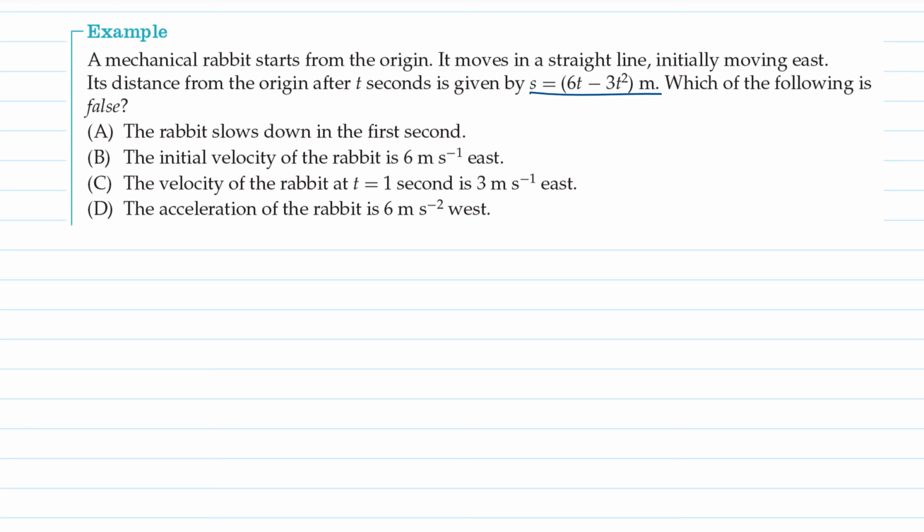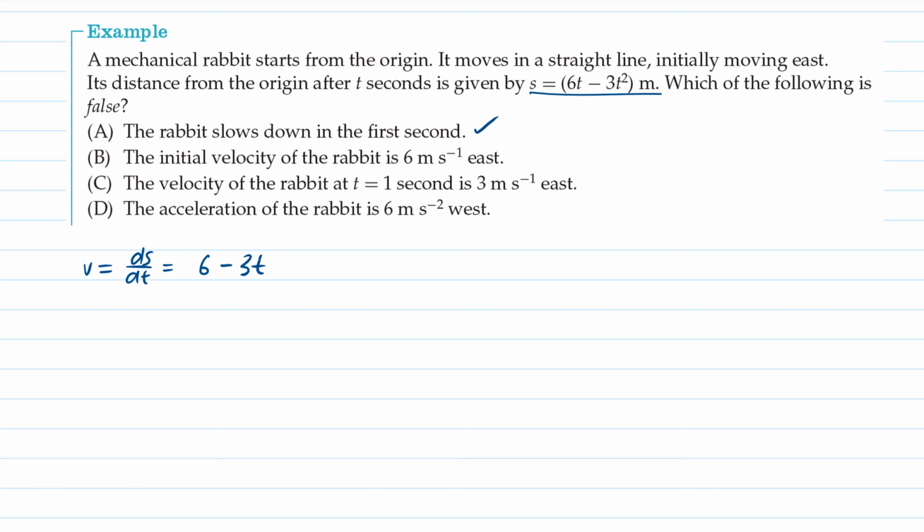The rabbit slows down in the first second. Well, let's have a look. If we're talking about slowing down, we need to look at the velocity, and so we need to go v equals ds by dt, and that's going to be 6 minus 3t. Now we can see here that its initial velocity will be 6, and after a second its velocity will be 3, so that means that A is true.